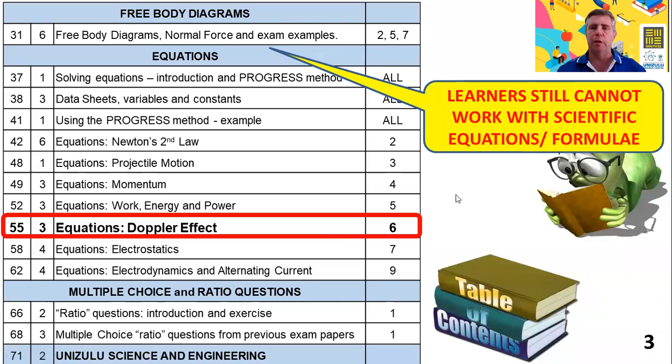Once again, a comment from the examiners: learners still cannot work with scientific equations or formulae. And the Doppler equation is quite complicated because it can exist in 4 different variations, depending on the pluses and minuses. But don't worry, I'm going to explain everything very carefully.